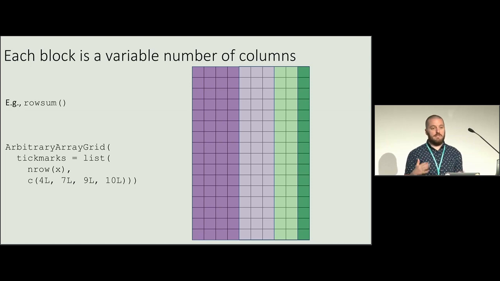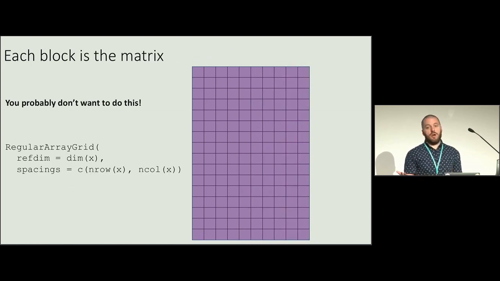You might have one where it's a variable number of columns that you need to read in. For instance, if you were implementing the row sum functionality, you could go and say, well, I want the entire matrix. You probably don't want to do this. If you can read the entire matrix in, you probably didn't need to have it on disk to begin with. But that's sort of the limit of this case.